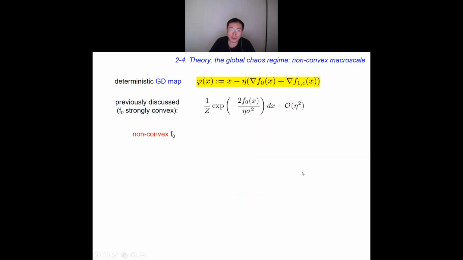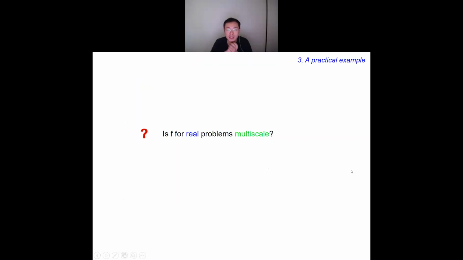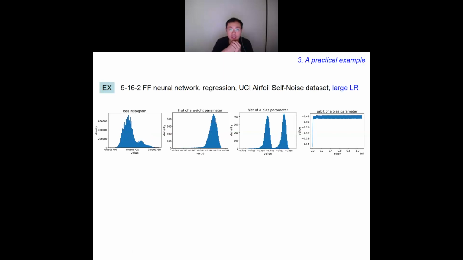And also you may wonder, what if F naught is non-convex? So this is more complicated. We actually have theories as well, but for the sake of time, let me instead answer a different question. So people may say, oh, again, mathematicians coming up with another so-called machine learning paper. Do we actually have multi-scale potential? Do we have multi-scale loss function in real problems? And the answer is yes. So we have both empirical and theoretical results.